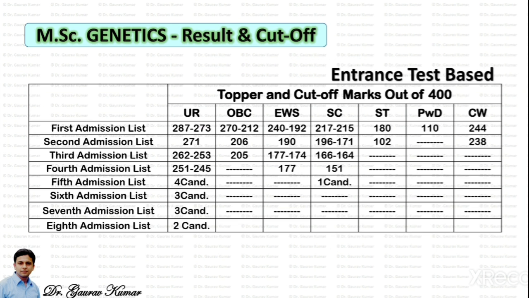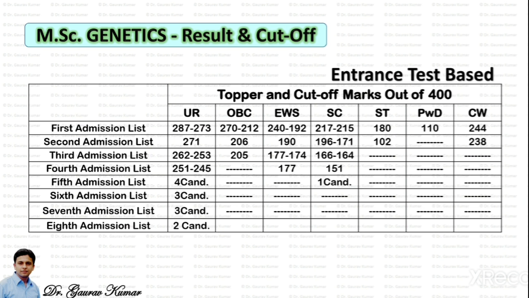And if you see the result and cutoff, since it was only entrance test based, there were around 8 admission lists, but from the 5th to the 8th admission list, they have not displayed the marks they have selected the candidates on. They just listed the names of the candidates who were eligible for admission. So we'll just consider the merit till the 4th admission list because the marks were not available for the other admission lists. So in the first admission list, the topper got 287.